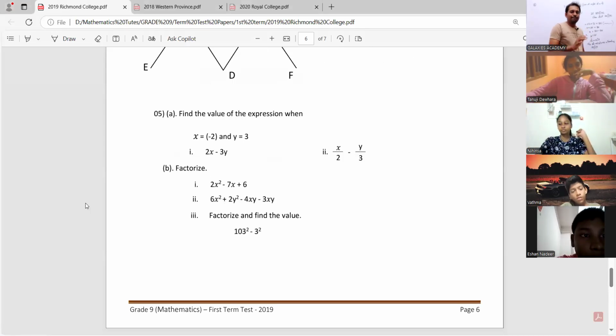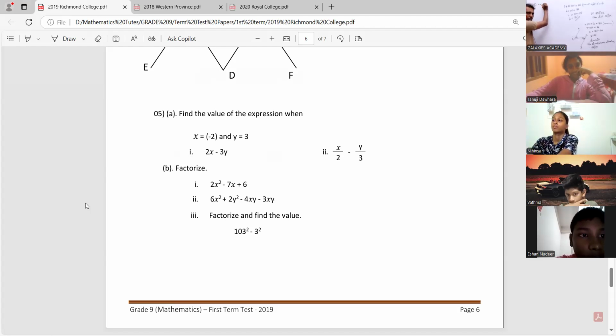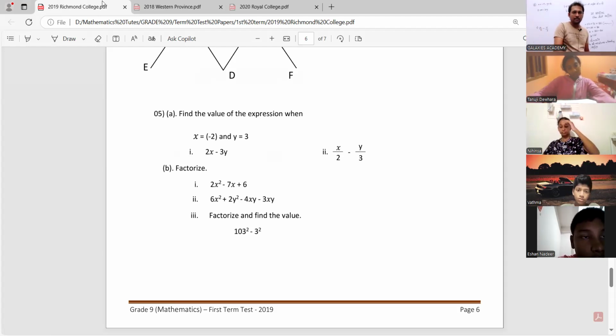This one, simple A part given: find the value of expressions when x equals -2 and y equals 3. Right, there are two parts given. The first part is 2x minus 3y, and the second part is x over 2 minus y over 3. Right, first I'm going to find the first part.